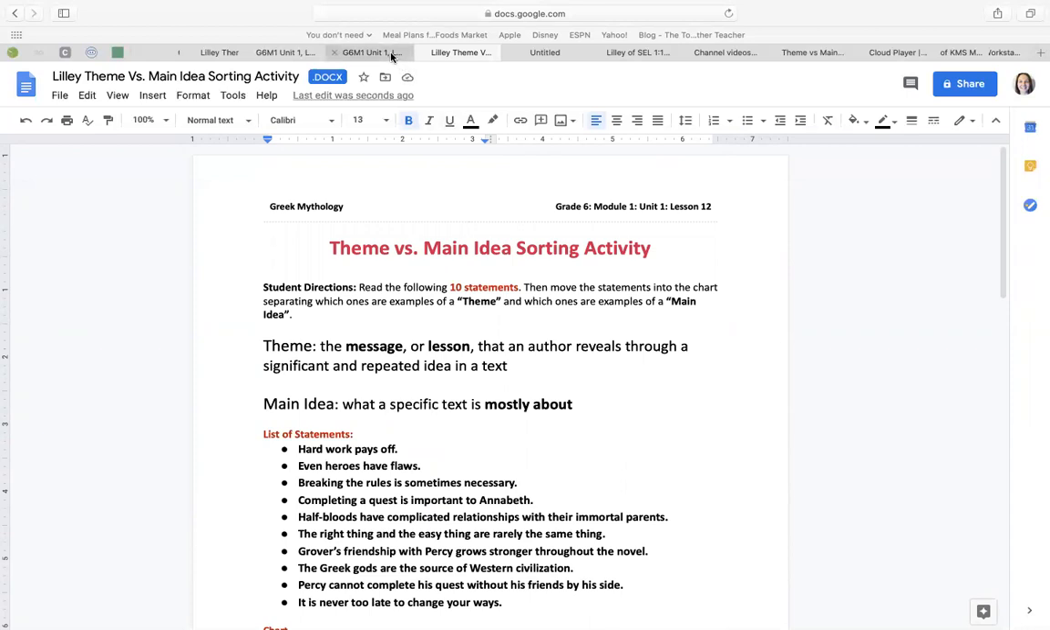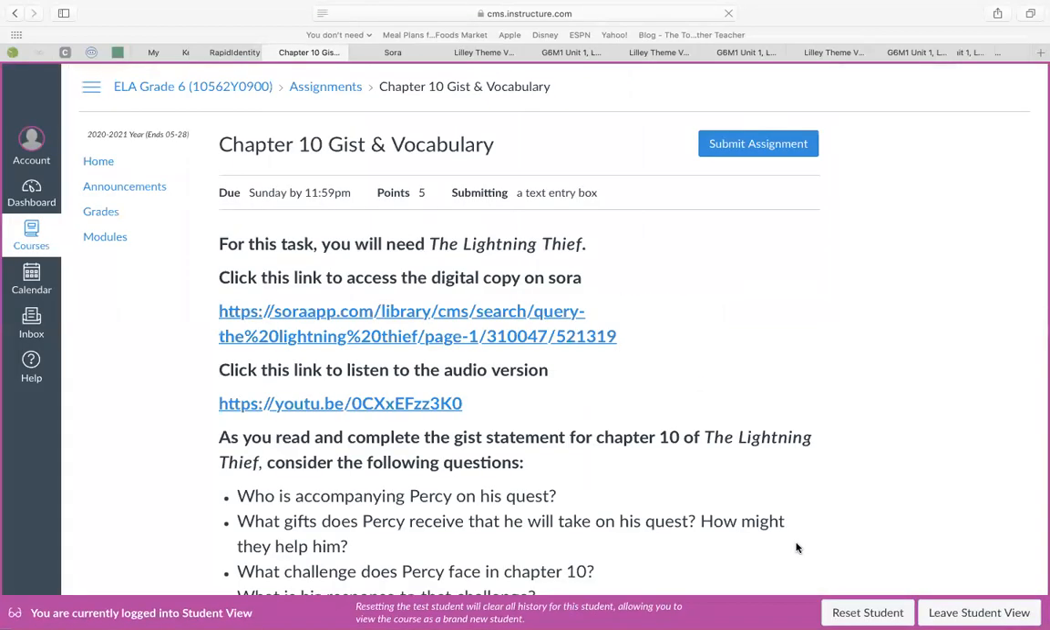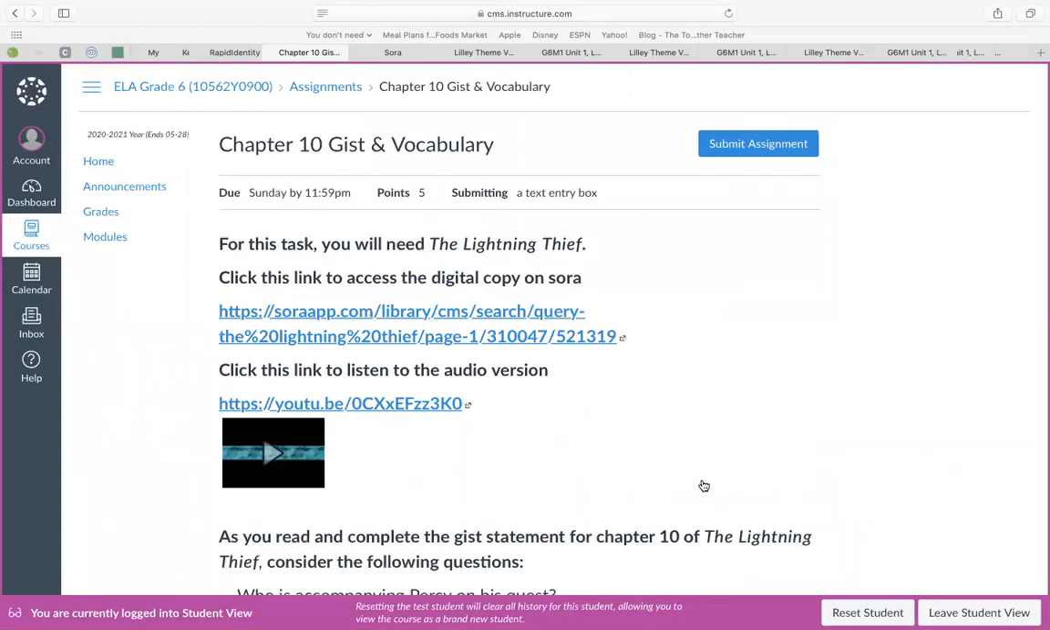Great job, guys. So after we finished our notes, we went back to our Canvas page. And we scrolled all the way down, clicked next to get us to our independent work, which was chapter 10, Gist and Vocabulary. So we worked on this independently. If you did not finish this in class or you were absent, you need to be doing this over the weekend. So the first thing you want to do is either read the chapter on your digital Sora copy of your book or your paperback copy, or listen to the linked audio that I provided here as well.